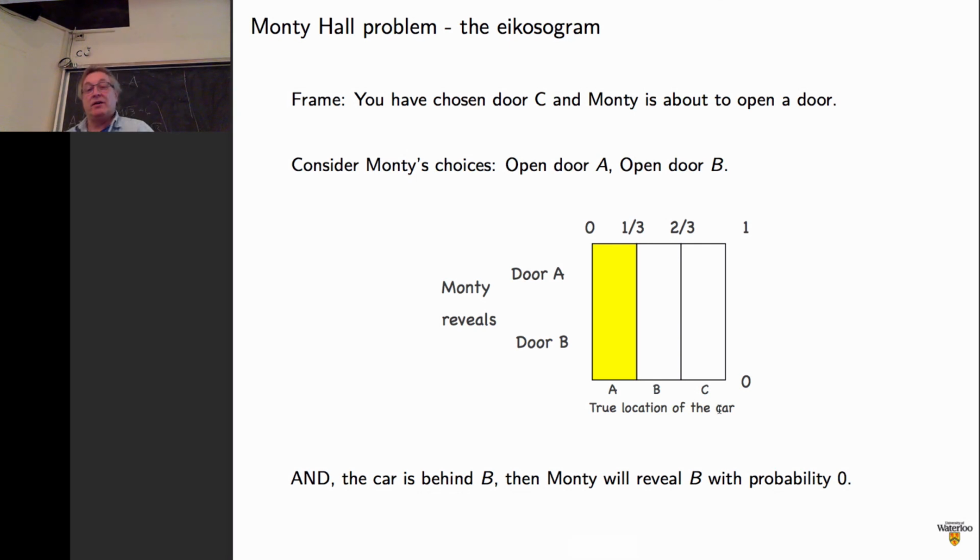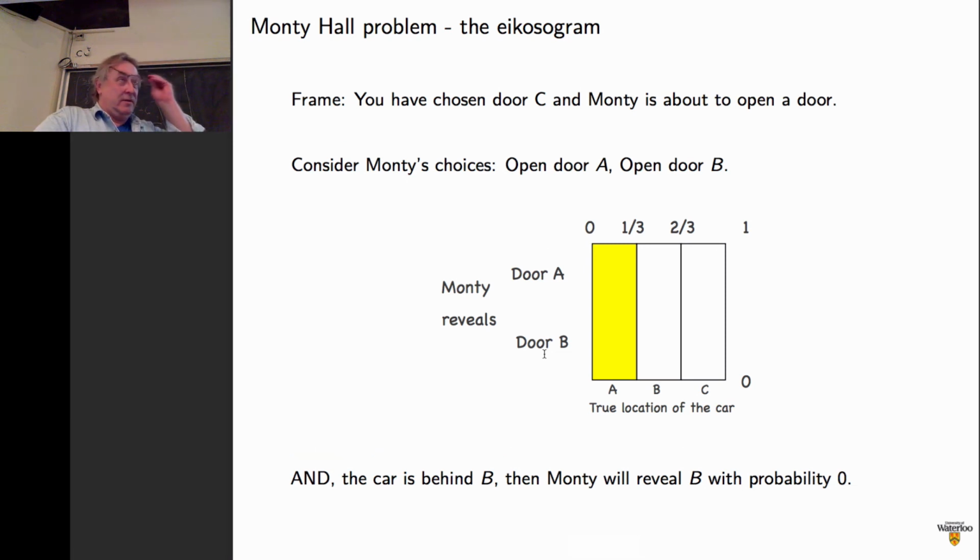If the car is behind door C, which is the door you chose, Monty can reveal door B or door A. Right? What's the probability he's going to reveal door B? Anyone? 0.5? How do you know? Is it? We don't know. Monty may be a weird guy that really likes B. We don't know whether that's a half or not.